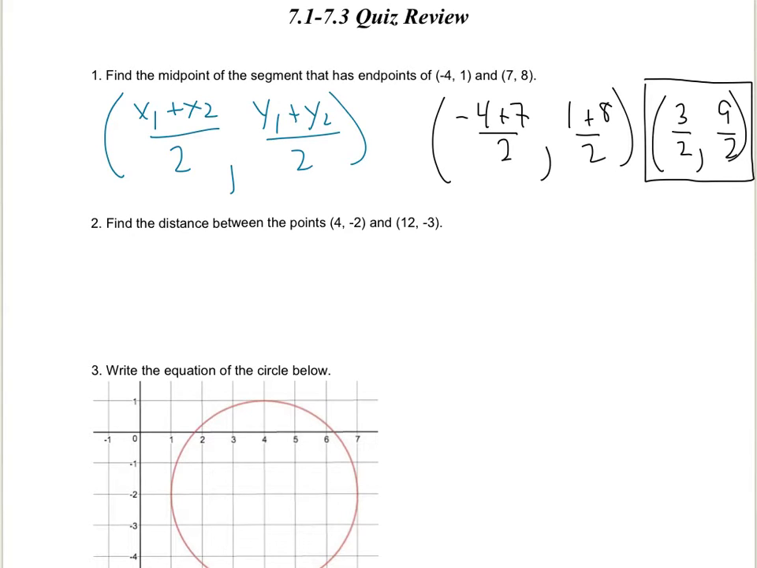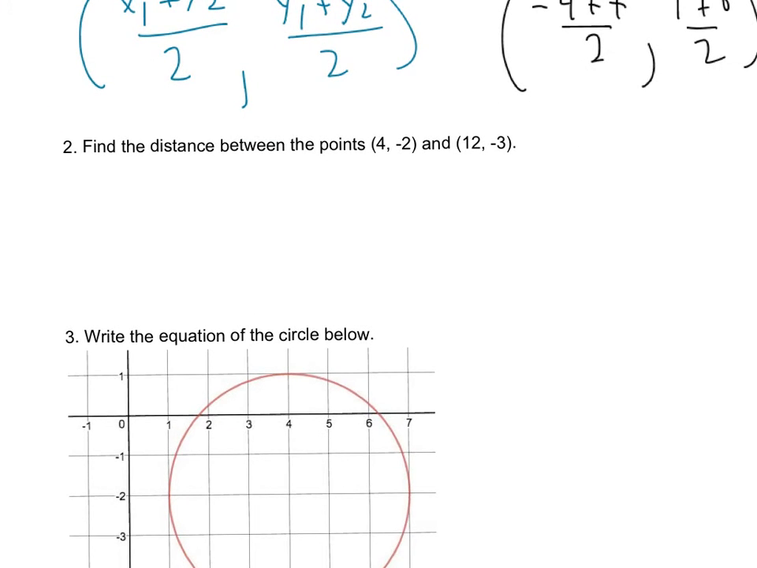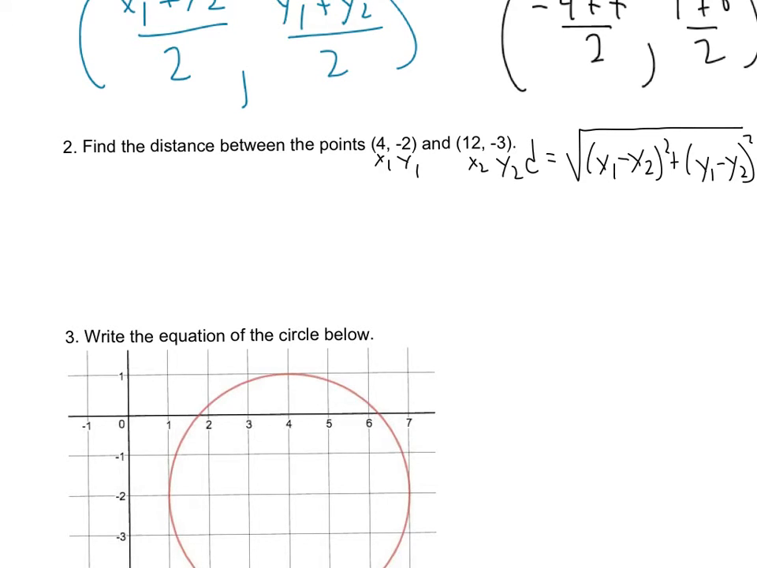Okay, question 2 says, find the distance between the 2 points. Now we had a different formula for distance. If you recall, distance was the square root of (x1 minus x2) squared plus (y1 minus y2) squared. So in this case, we have 2 points, and I'll label them x1, x2, y1, y2, but it doesn't particularly matter.